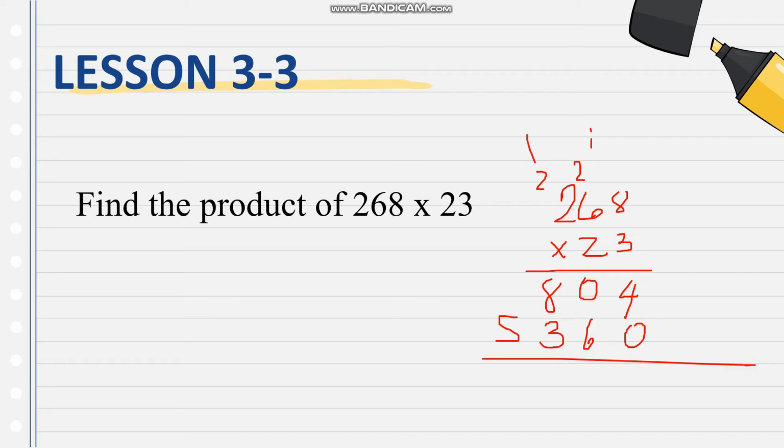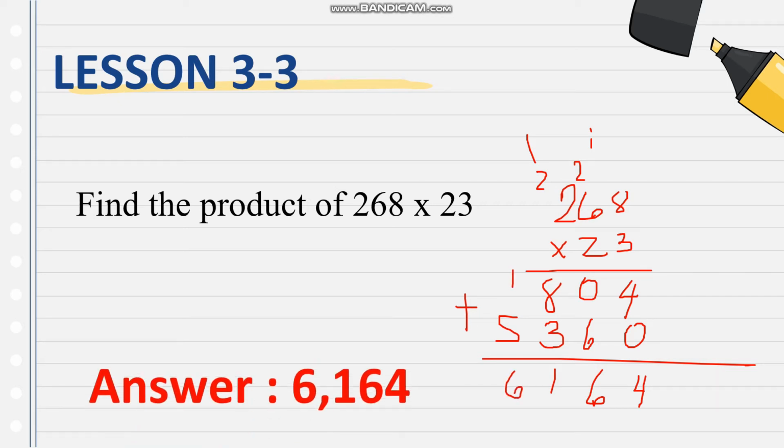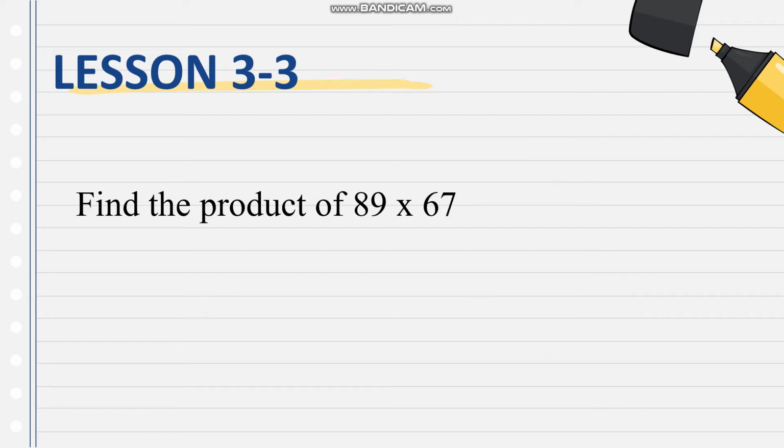Then let's add. 4 plus 0 is 4, 0 plus 6 is 6, 8 plus 3 is 11, regroup 1. 1 plus 5 is 6, so the answer is 6,164. Next question. Find the product of 89 multiplied by 67. So 89 multiplied by 67.